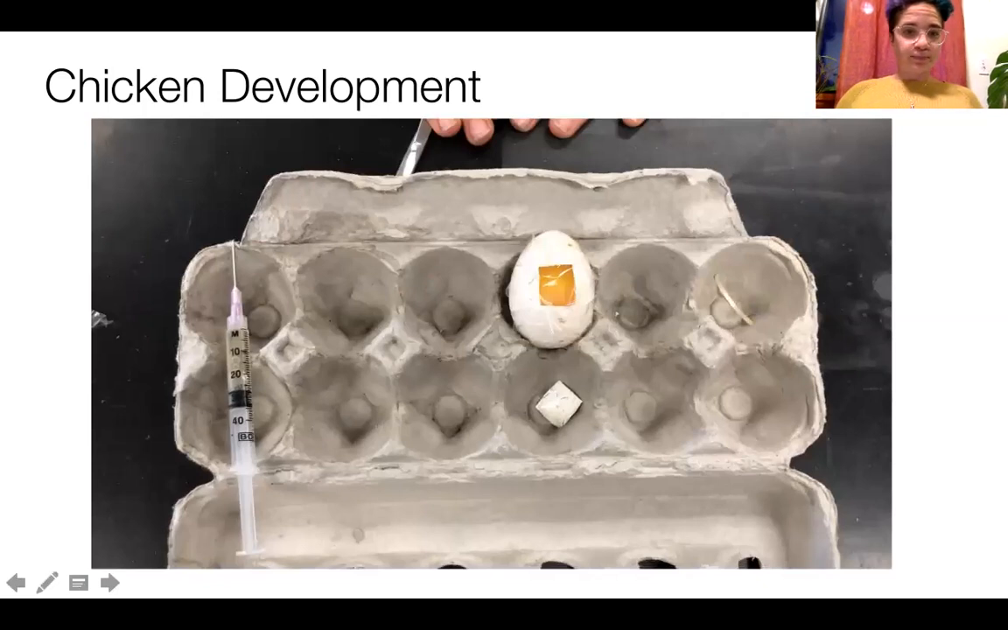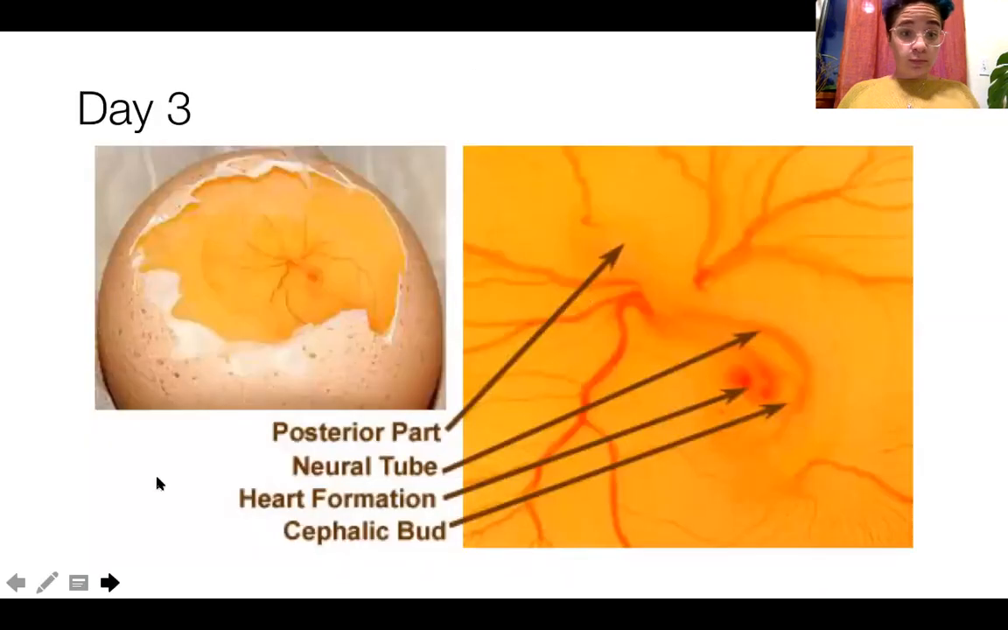Okay. So I hope that helps. I just have some pictures to show you of what it'll look like.